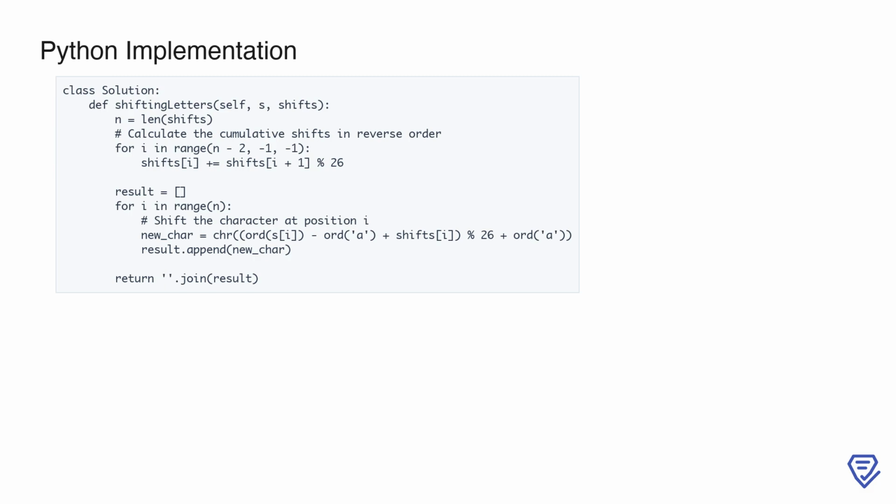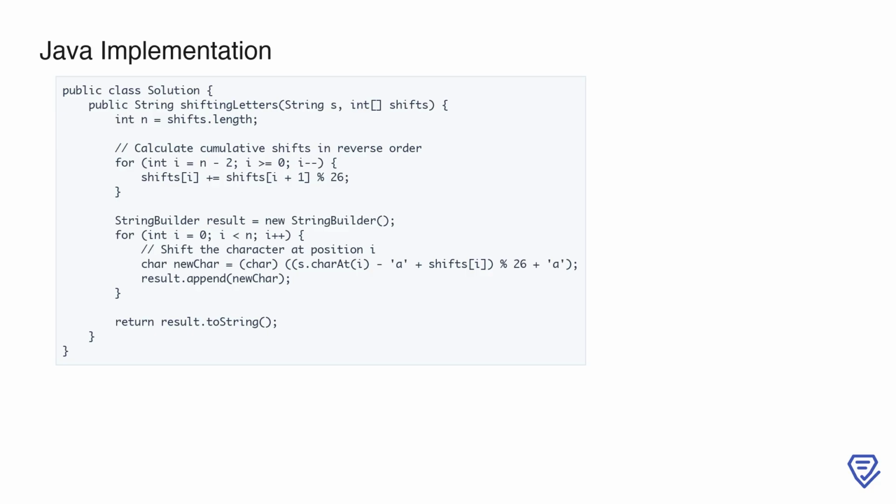This is the Java implementation of the shifting letters problem, directly mirroring the logic of the provided Python solution. The implementation calculates cumulative shifts in reverse order and shifts each character in the string accordingly. Key differences include the use of Java's char type for character manipulation and a string builder for efficient string concatenation. The functionality is equivalent to the Python version, ensuring the same results.